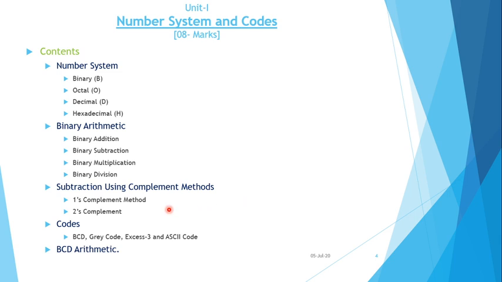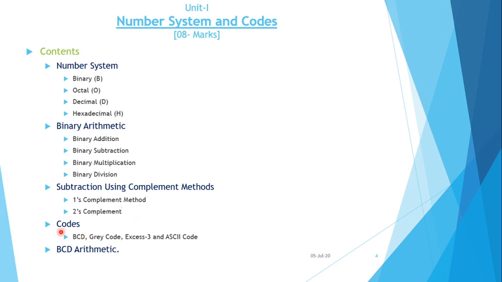Then subtraction using the complement method. Binary subtraction has two methods: one is the direct method and one is the indirect method. This is the indirect method, and in the indirect method we have these two methods available. In the exam, you may be asked a question on this: two numbers are given, and you have to subtract the given two numbers using any of these methods, right?